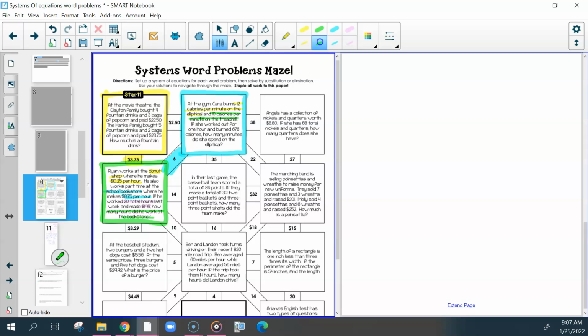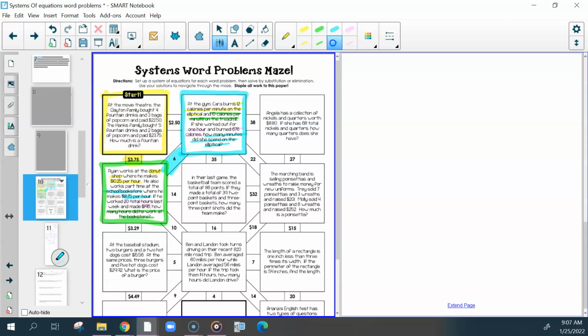I could just highlight the entire thing. 1 hour and 670 calories. So our totals are 1 hour and 676 calories. And we're looking for what? How many minutes she spent on the elliptical.